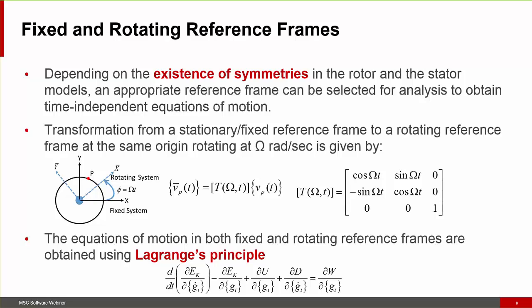And here the graphic indicates the relation between the two, where in essence the difference between the fixed and the rotating system is this angle phi that is defined by the rotor speed, the angular velocity, times time, and you see here the corresponding transformation matrix that is used in the formulation. So the equations are actually derived from Lagrange's principle, which in essence says that the work done is a combination of kinetic energy, potential energy, and diffusive energy.